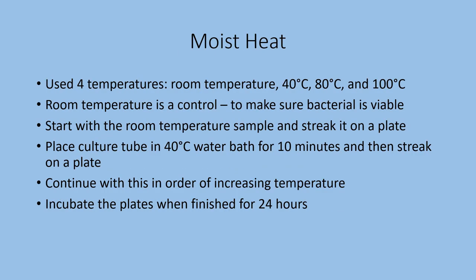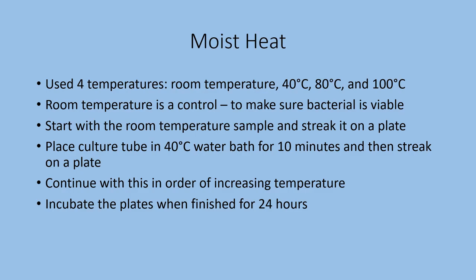Moist heat, in this experiment, you use 4 different temperatures: room temperature, 40, 80, and 100 degrees C. Remember, 100 degrees C is boiling. The room temperature is used as a control. You want to make sure that your culture was viable, that it was living to begin with, so you can see what the normal growth pattern is like. So you will start with that. You streak it on a plate. Then you take that same tube. It's in a broth culture.